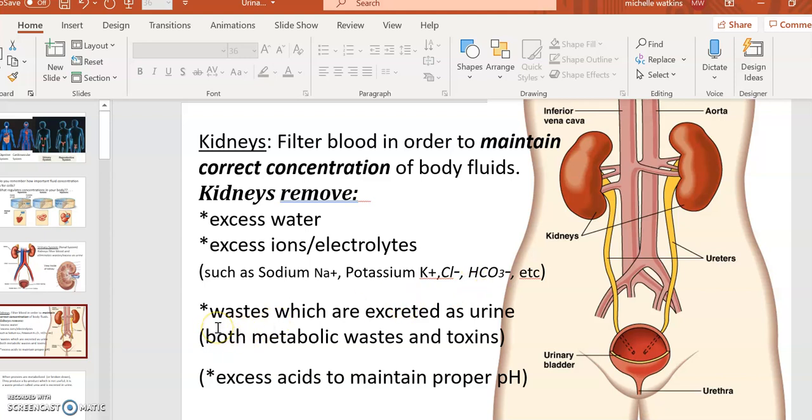They also remove one specific waste. The next slide states what that is. And the whole thing, the excess and the waste, are excreted as urine. There's a few toxins they remove, but not many. This is just parenthetical: they also maintain proper pH, but we're not going to talk about that. So you don't have to know that.